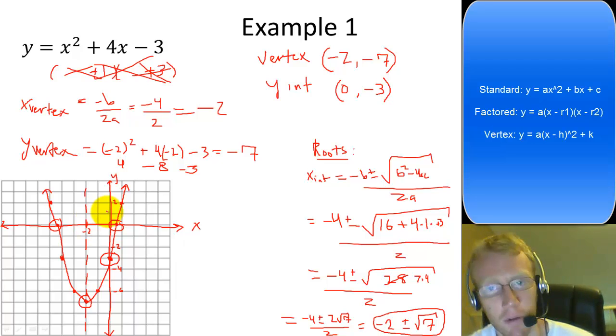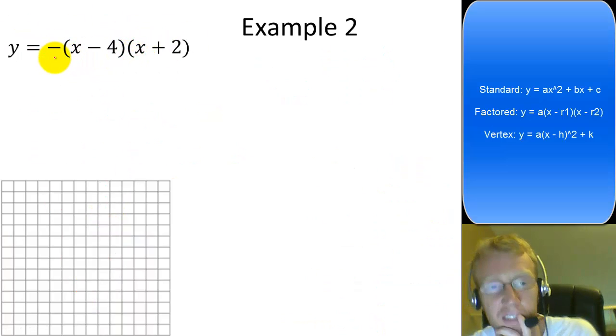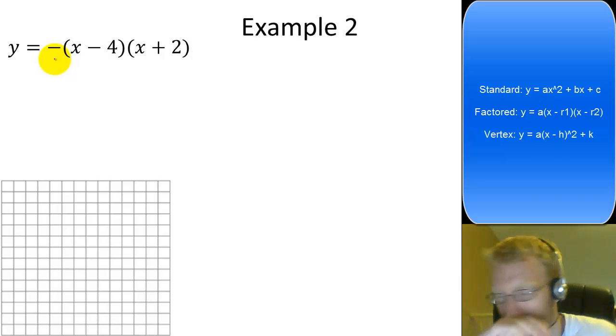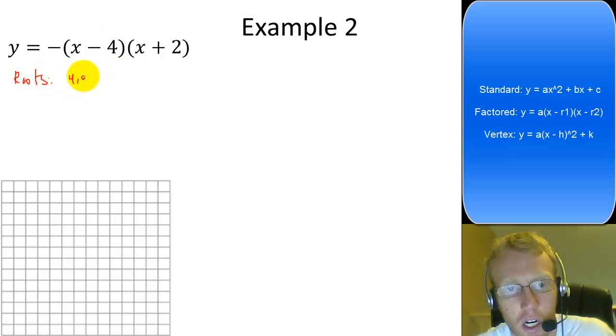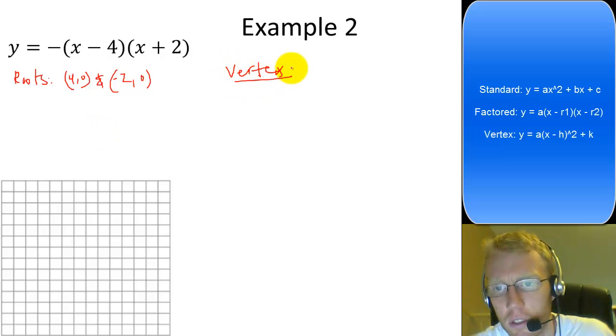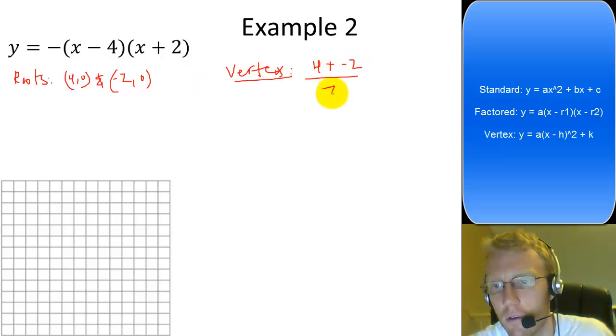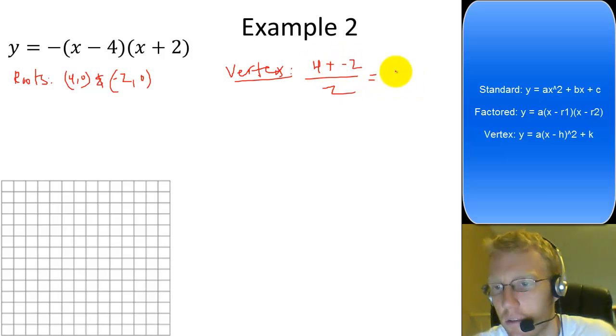All right, next example. This one we have in factored form. So the first thing we notice here is there's a minus in the front, which means it's been reflected, so it's going to be upside down. It's in factored form, so we can immediately get the roots. Opposite sign of what you see, so 4, 0 is one of the roots, and the other one's going to be -2, 0. To get the vertex, we know that the vertex is halfway between the roots. Halfway between those two is 4 plus -2 over 2. That's going to be 4 minus 2 is 2, divided by 2 is 1.